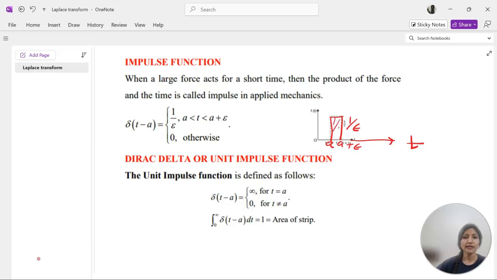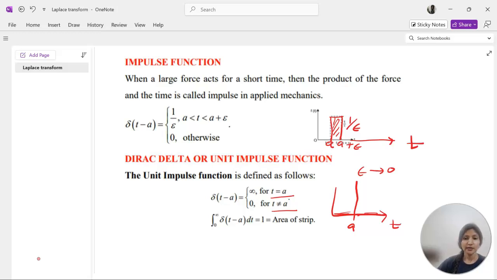What is the area of this rectangle? Epsilon into 1 by epsilon, which is 1. So when epsilon is very, very small, when epsilon goes to 0, this rectangle becomes a single line, right? And the line will be of height infinity, but the area will still be 1, because epsilon into 1 by epsilon is 1. So from here we can conclude that we can write delta(t minus a) as infinite when t is equal to a and 0 when t is not equal to a. So at a particular point a, the value is infinite, and everywhere else it is 0.